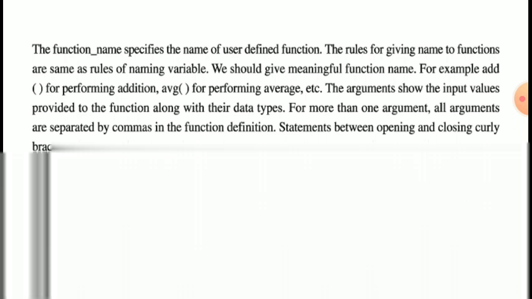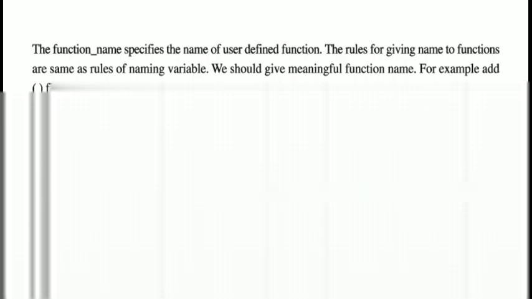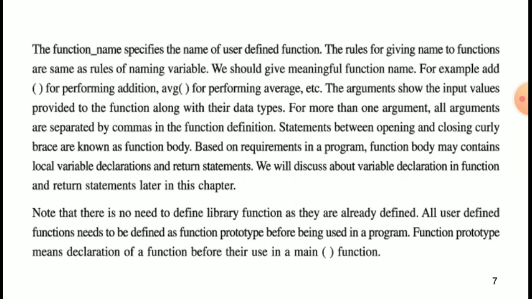The arguments are the input values provided to the function, along with their data types. For more than one argument, all arguments are separated by commas in the function definition. Statements between opening and closing curly brackets are known as the function body. Based on requirements in a program, the function body may contain local variable declarations and return statements. We will discuss variable declarations in functions and the return statement later in this chapter.